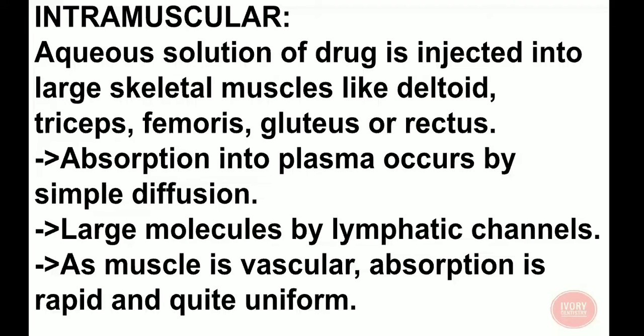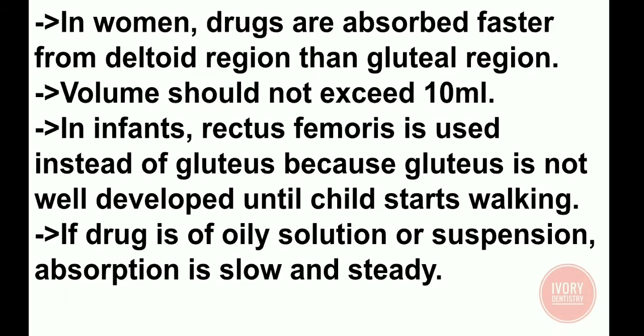Intramuscular. An aqueous solution of drug is injected into the large skeletal muscles like deltoid, triceps, rectus femoris, gluteus. The absorption into the plasma occurs by simple diffusion, large molecules by lymphatic channels. As the muscle is vascular, absorption is rapid and quite uniform. In women, drugs are absorbed faster from the deltoid region than the gluteal region.